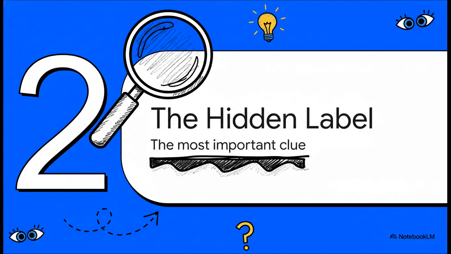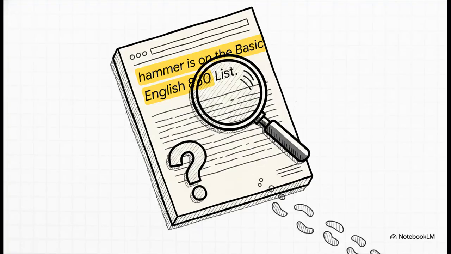Everything we've just looked at, the definitions, the quote, all of it, is actually secondary, because the most important clue on this entire page is just one single line of text, hidden in plain sight. There it is! Right at the top. Hammer is on the Basic English 850 list. Okay, what on earth does that mean? What is this list? This right here is where our little investigation really kicks off.